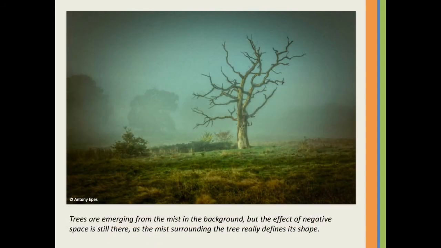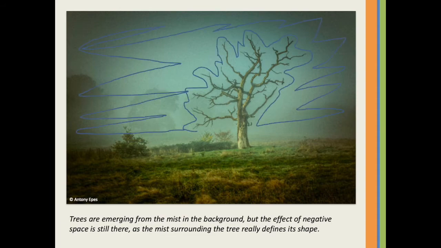In this image, we have trees that are emerging from the fog in the background. However, the effect of negative space is still there and is really defining the shape of the bare tree, as we can see here.